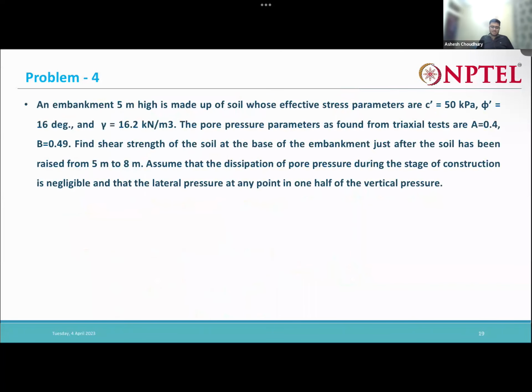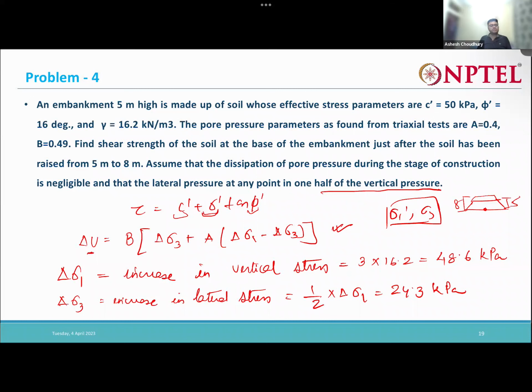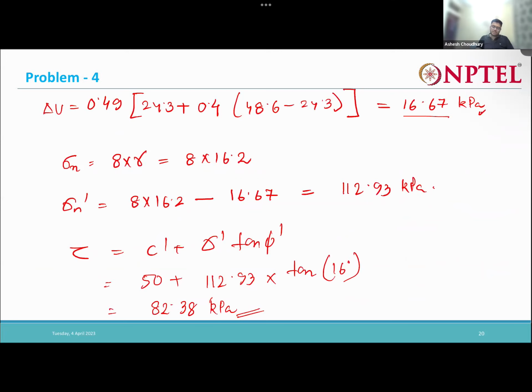So let us see how you calculate. The first step was to calculate the increase in my pore water pressure. The increasing vertical stress I am calling sigma 1. The increasing lateral stress is given as half of delta sigma 1. I put these in the U equation and get the increase in my pore water pressure. Then, as I have this pore water pressure, I just deduct it from my vertical stress, get the effective value, and then put all the values in the equation to get my shear strength.